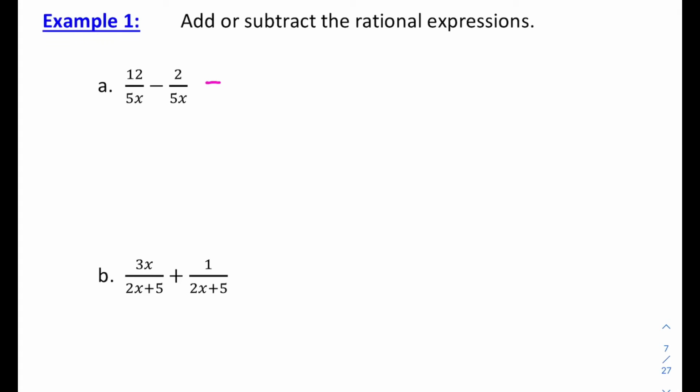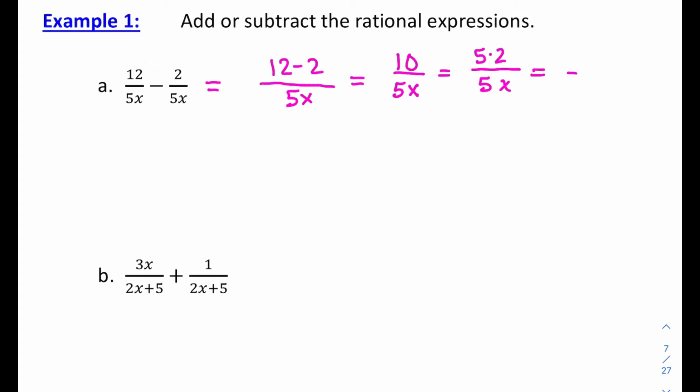We're going to add and subtract some rational expressions that already have common denominators. So first off, it has a common denominator. Go ahead and write it as one fraction, and then see if you can simplify. I can take 12 minus 2 and make it 10. And then if you look at your 5 and your 10, you can divide out a common factor of 5 and just get 2 over x.